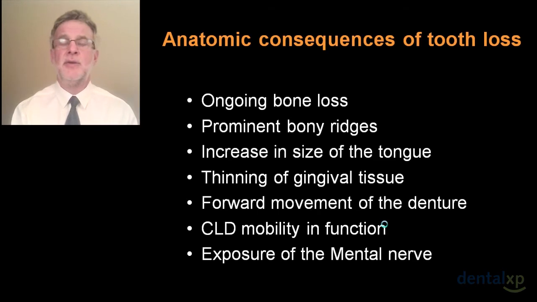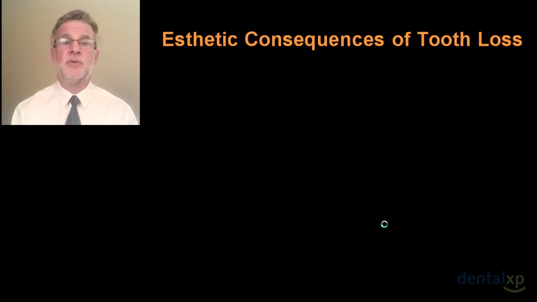In the maxilla, the bone resorbs up and in, and in the mandible inferiorly and facially, so patients will get a class 3 type of jaw relationship. This goes back to our basic courses in denture therapy, where we know anatomic consequences of tooth loss include bone loss, prominent bony ridges, increase in size of the tongue for the fully edentulous mandible, thinning of the tissue, forward movement of the denture, complete lower denture mobility and function being much worse most times than the full upper denture, and in some cases exposure of the mental nerve in the mandibular posterior area.